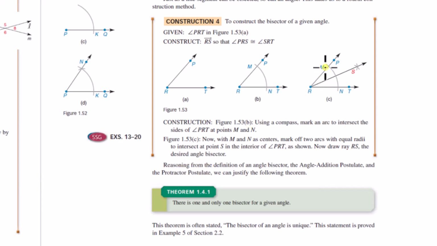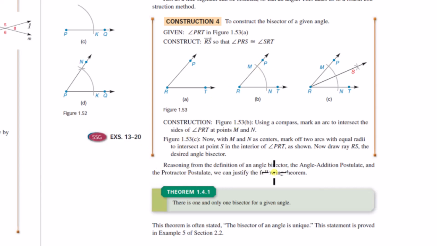So at this step, they put the center of the compass at M and N, picked any radius, it didn't matter, and then drew two separate arcs, and where they intersect, that's what you're going to draw RS through, and that means it's going to bisect angle R. Pretty cool.